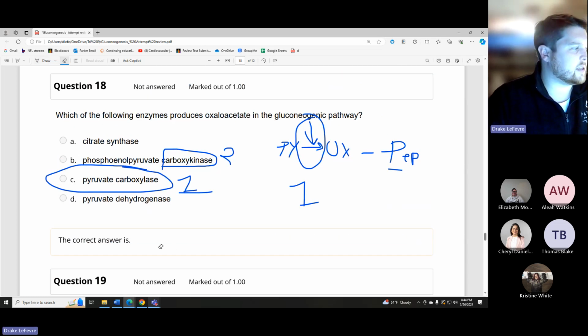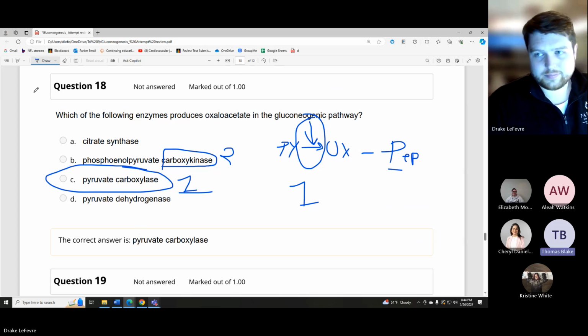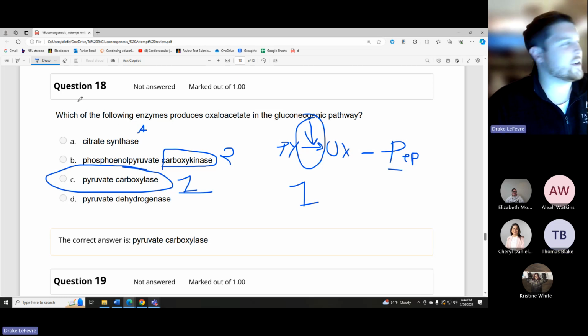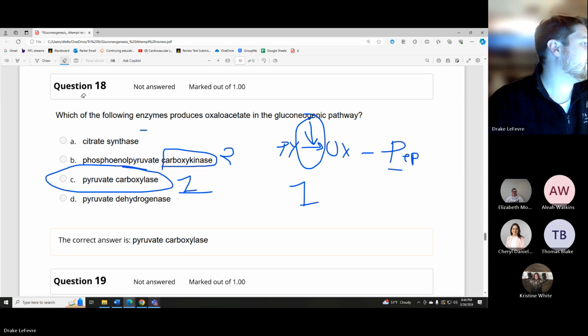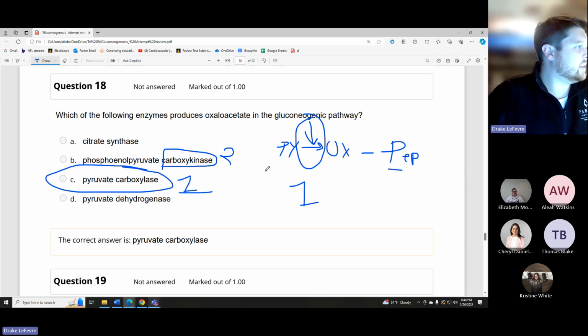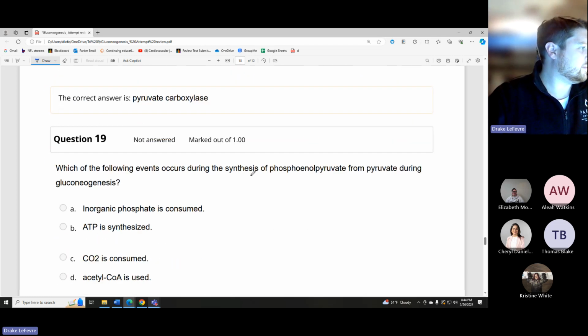What does citrate synthase do? Form citrate from oxaloacetate and acetyl coenzyme A. Yeah, good job. I'm going to keep bringing that stuff back because for the final, I don't know exactly what kind of questions he'll put on there.